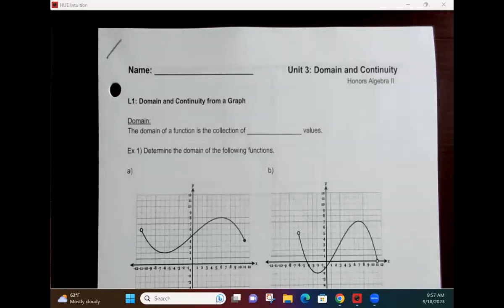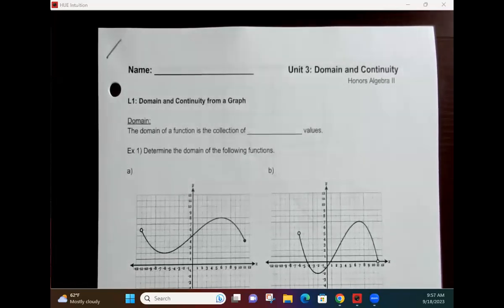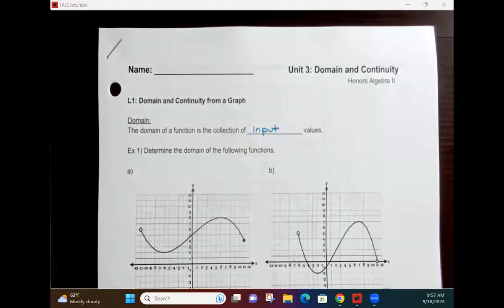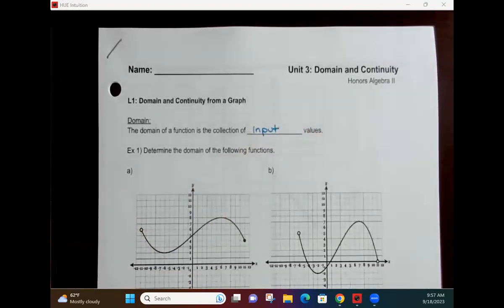Okay, so we are starting our next unit for today. We're going to talk about domain and continuity. Okay, domain. When we talk about domain, we are talking about all of the possible input values for a function. All of the input values. Usually when I'm looking at a function, I'm talking about what values can x take? What values can I have for x?